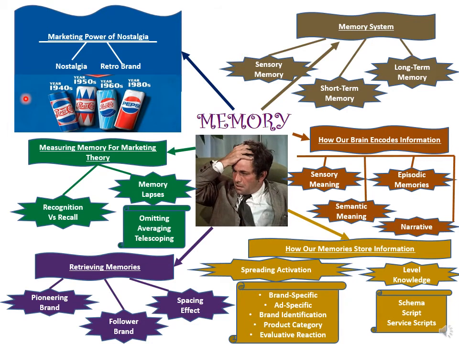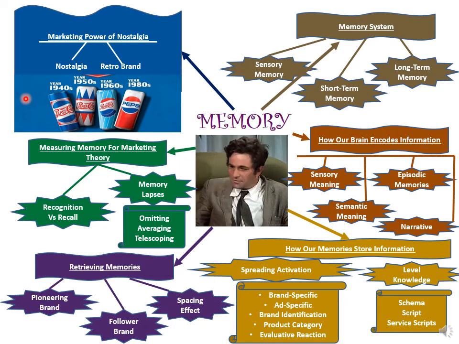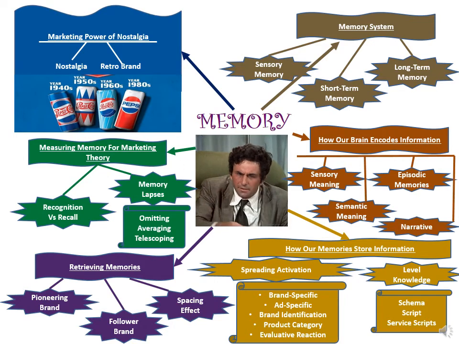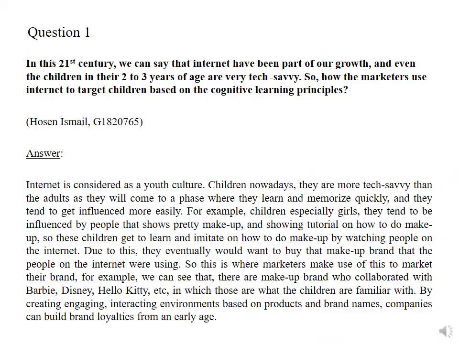So the next part is I will be answering two questions from my class. So here the first question is from Hossein Ismail, where his question is, in this 21st century, we can see that the internet has been part of our growth, and even children at 2 to 3 years of age are very tech savvy. So how do marketers use the internet to target children based on the cognitive learning principles?